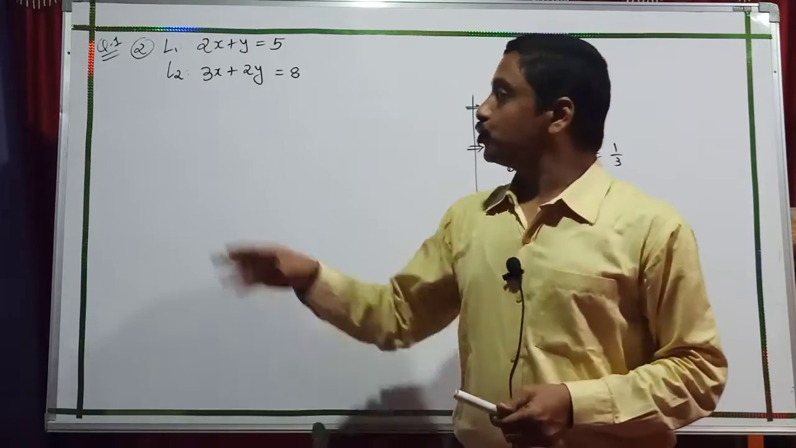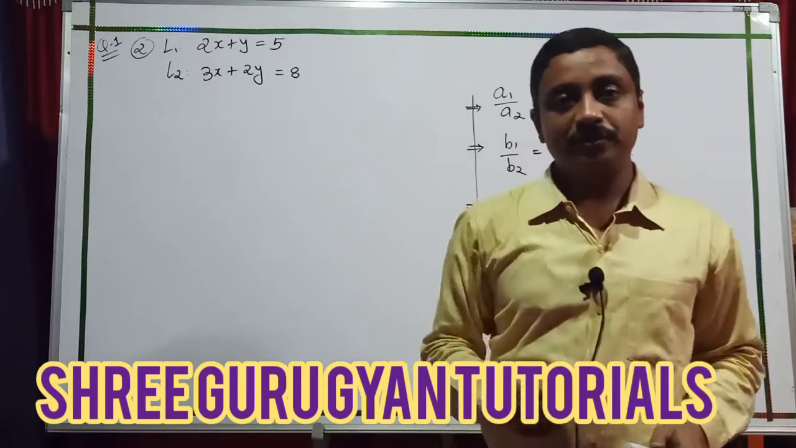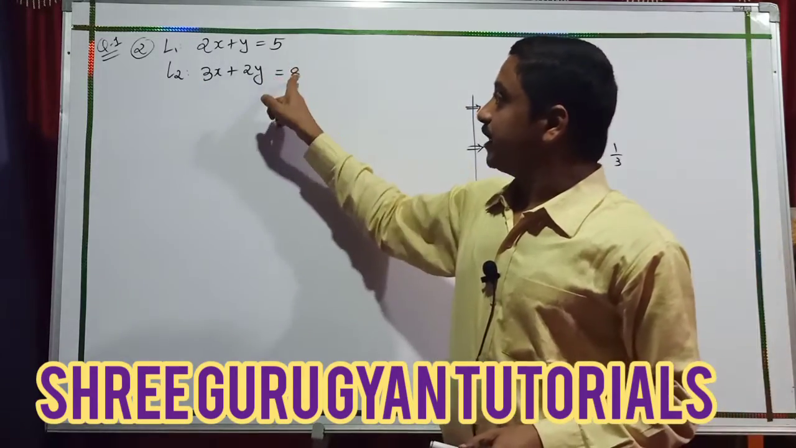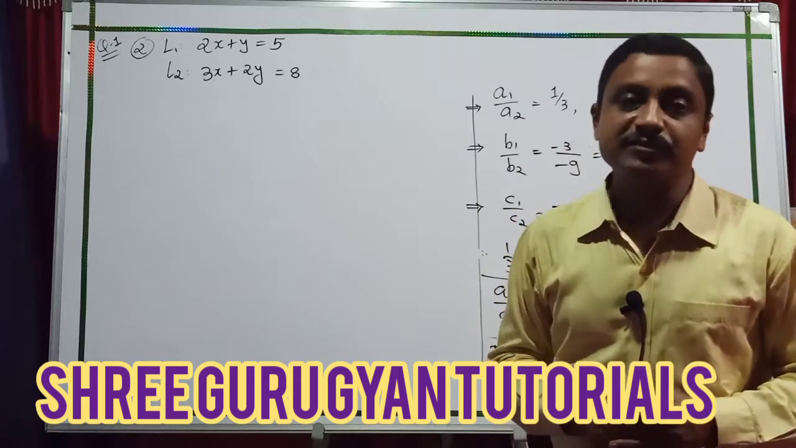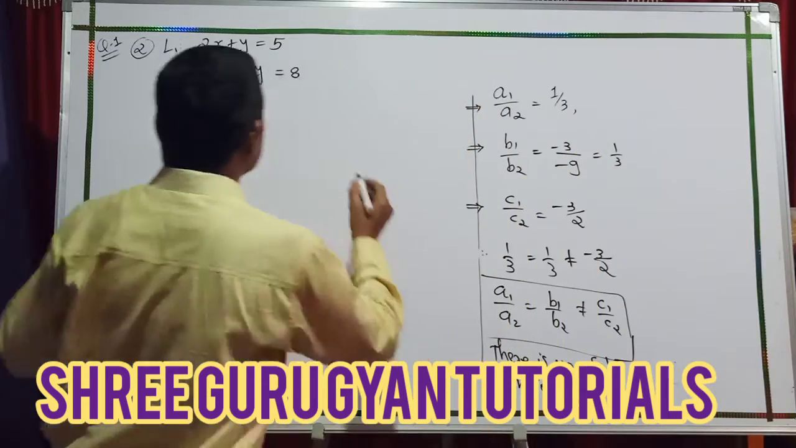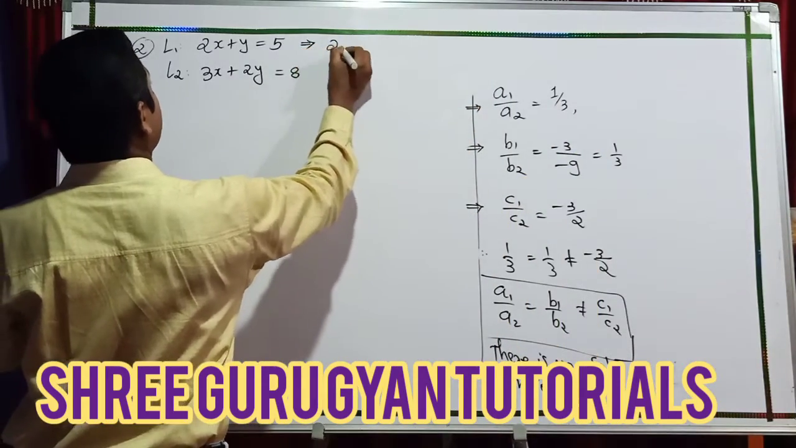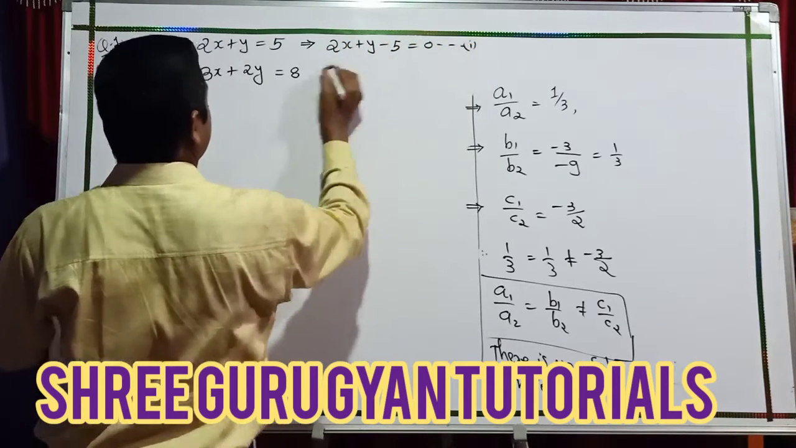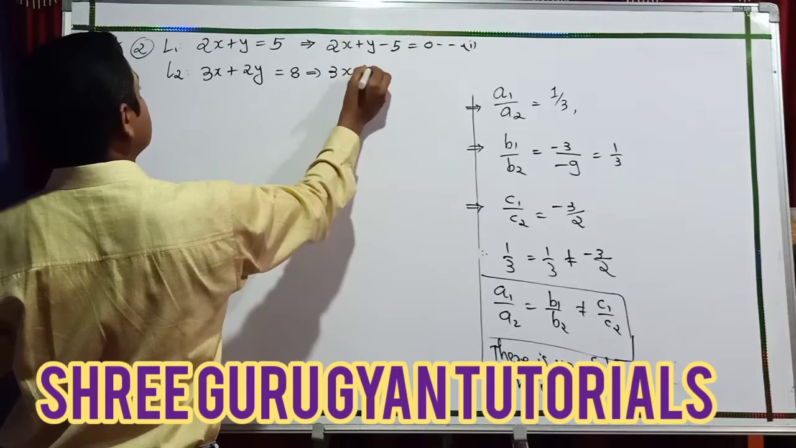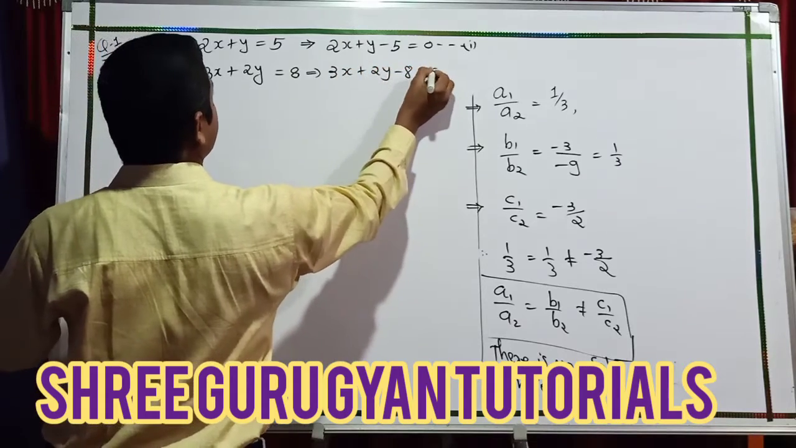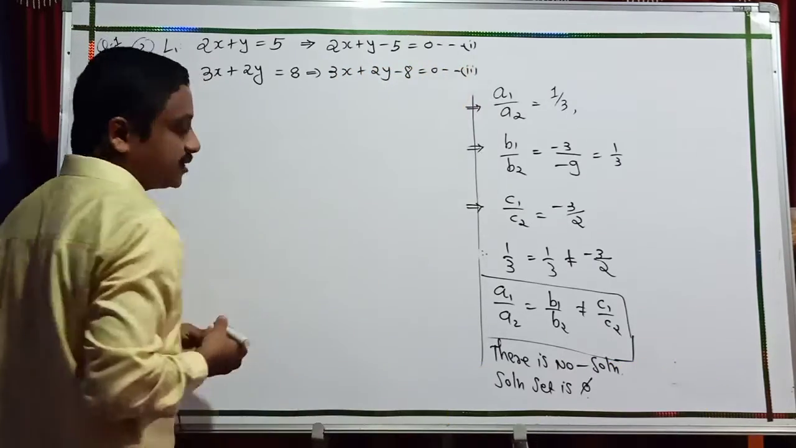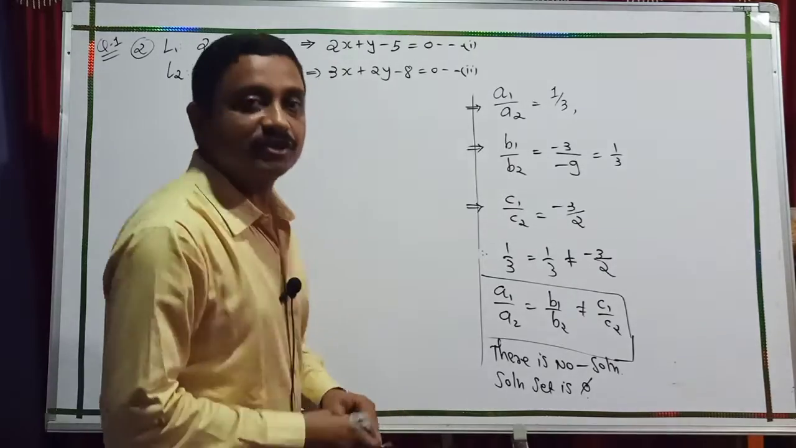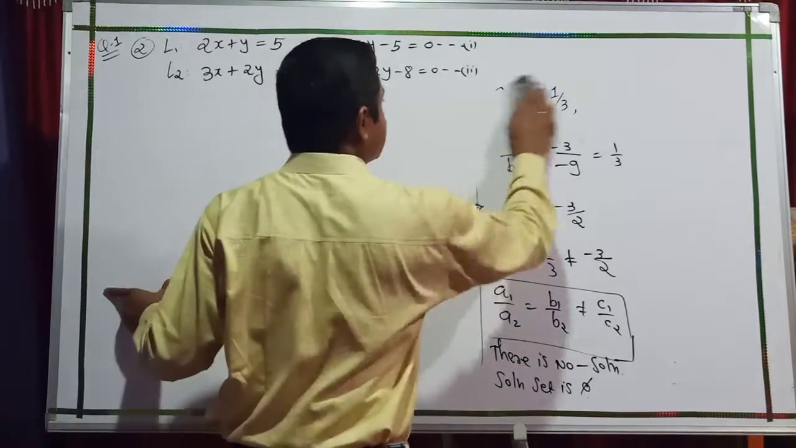One more numerical, question number 1, the second one. First of all, take the 5 to the left side and the 8 also to the left side. Then you rearrange your equations. This equation is 2x plus y minus 5, statement 1. And here also the same, students, 3x plus 2y minus 8, statement 2.